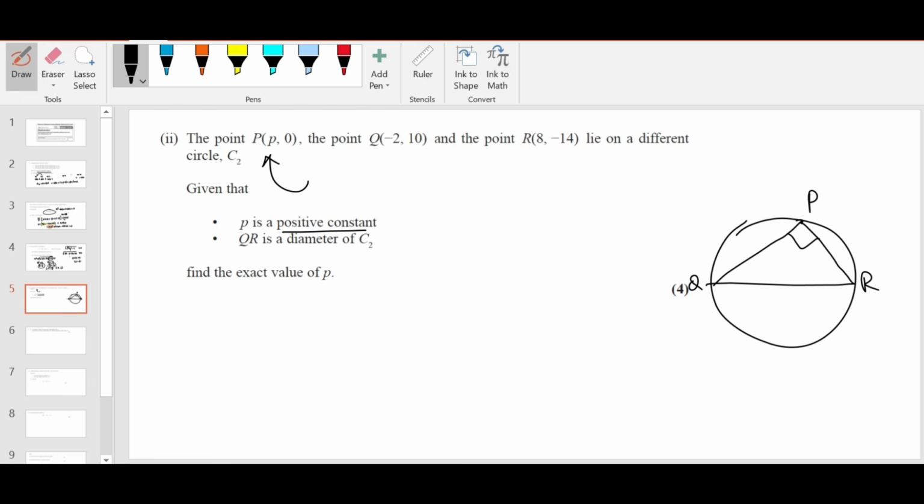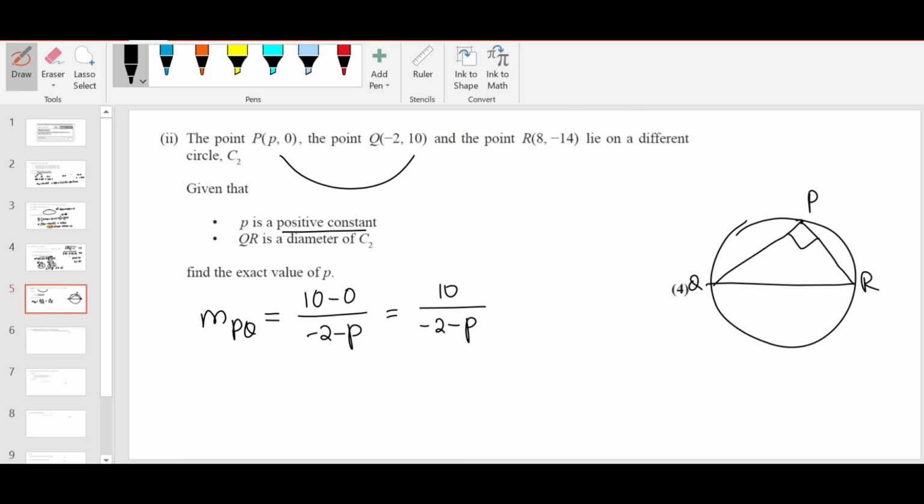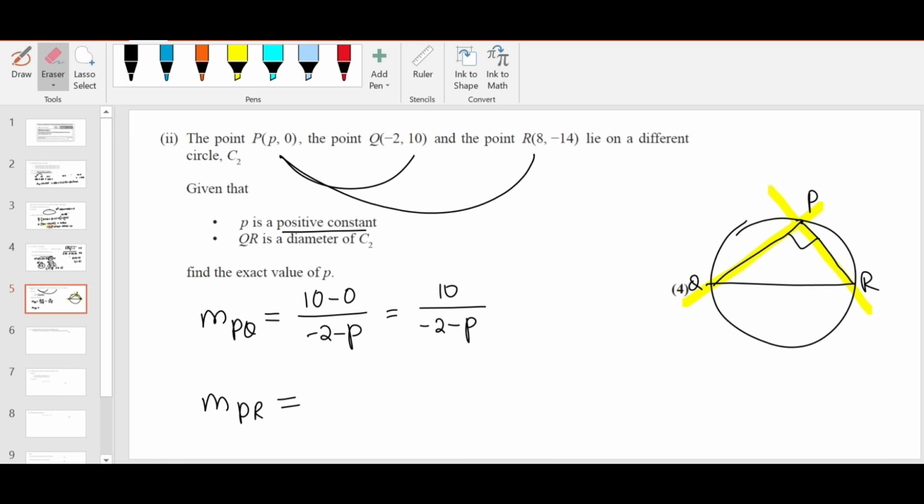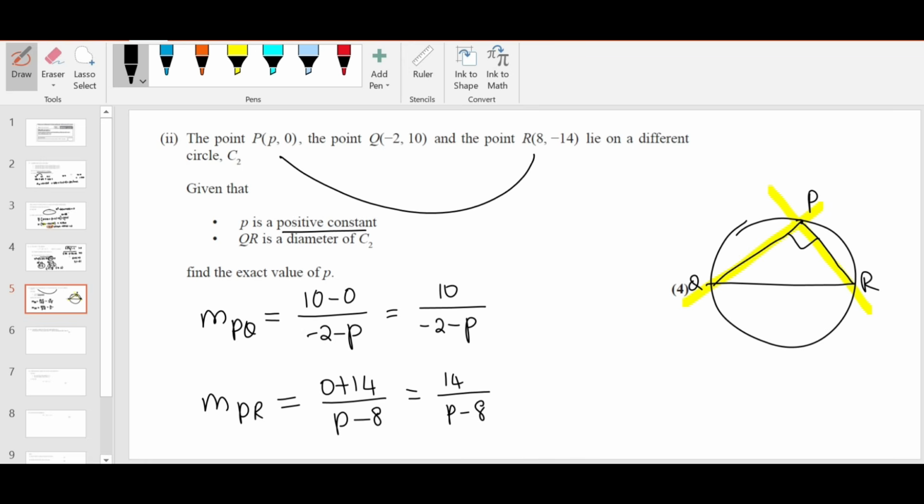So I'm going to find the slope of PQ first, or QP, using these 2 points. Y2 minus Y1 divided by X2 minus X1, which is 10 over minus 2 minus P. We got the slope of this. I'm going to find the slope of PR now, using P and R. So Y2 minus Y1 divided by X2 minus X1, which is 14 over P minus 8.